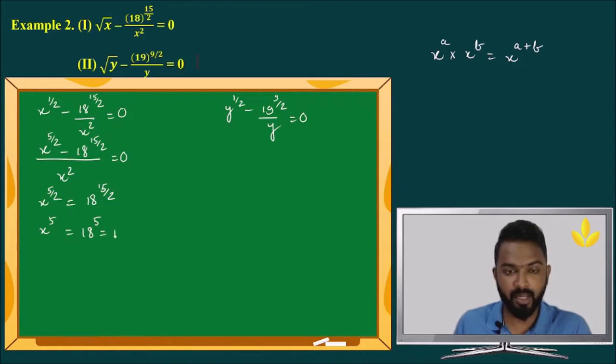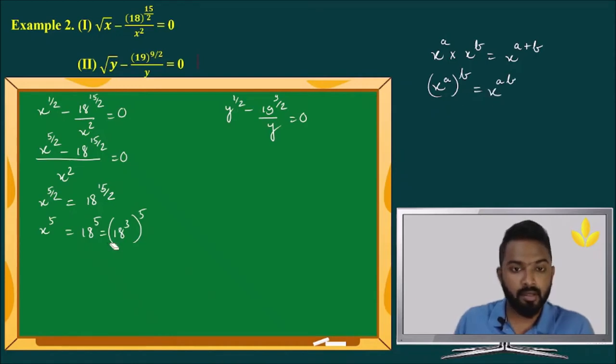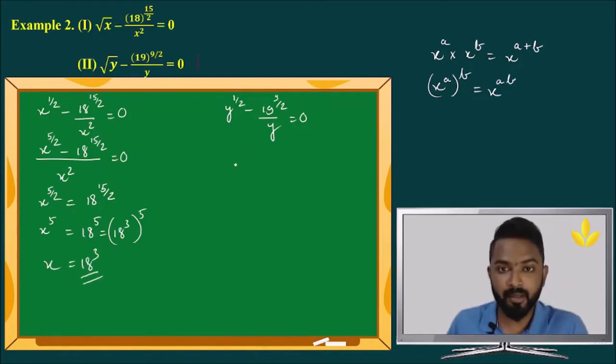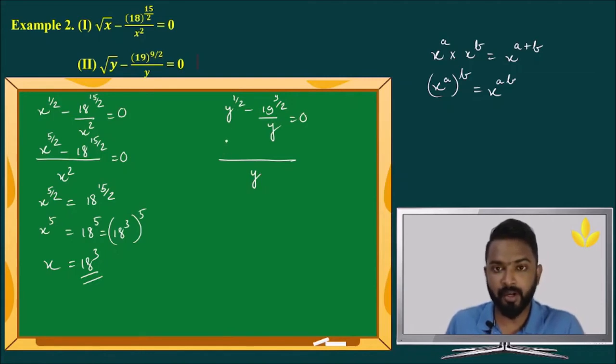That is nothing but 18 to the power 3 to the power 5, because x to the power a to the power b is equal to x to the power ab. That is the formula. So 5 and 5 gone from here. So x equals 18 power 3. Okay. Now let's do the same thing for y. Common is y over here, the LCM. Now y into y power 1 by 2. 1 by 2 plus 1 is 1.5. 1.5 is nothing but 3 by 2.